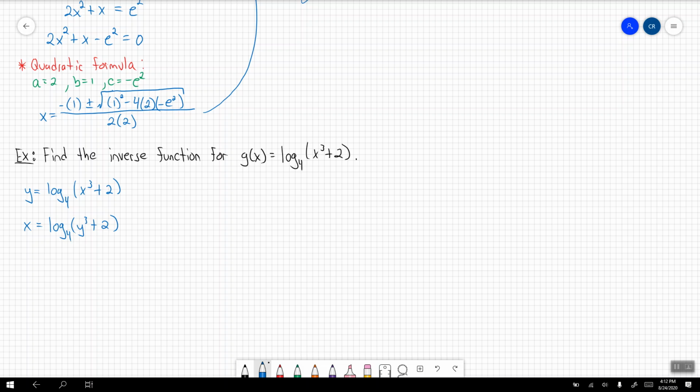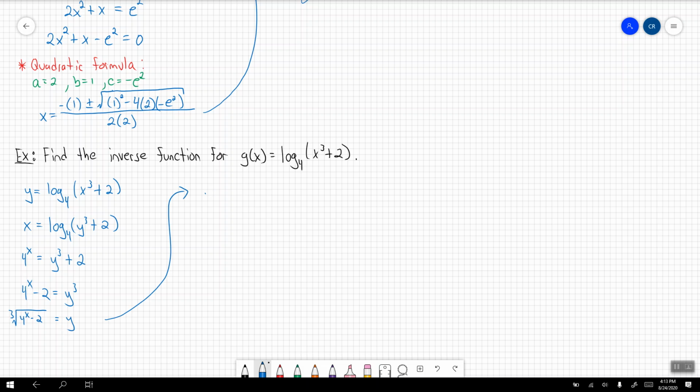So solving for y, that means that we need to eliminate the logarithm some way, somehow. And that is going to be by using the exponential function. So we should now be looking at 4 to the power of x is equal to y cubed plus 2. Now, if we're going to keep going here, we need to keep solving for y. Subtract 2. So we get 4 to the x minus 2 is equal to y cubed. And then finally, we need to take the cube root of both sides, which means that we get the cube root of 4 to the power of x minus 2 is equal to y.